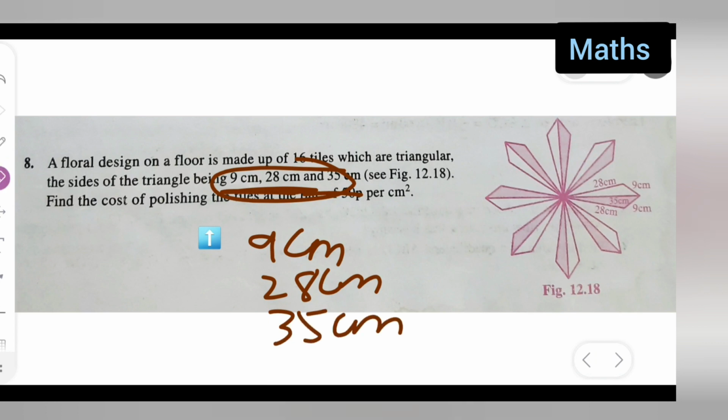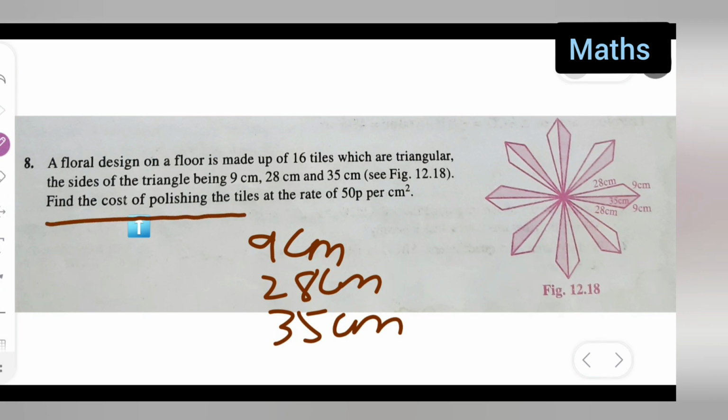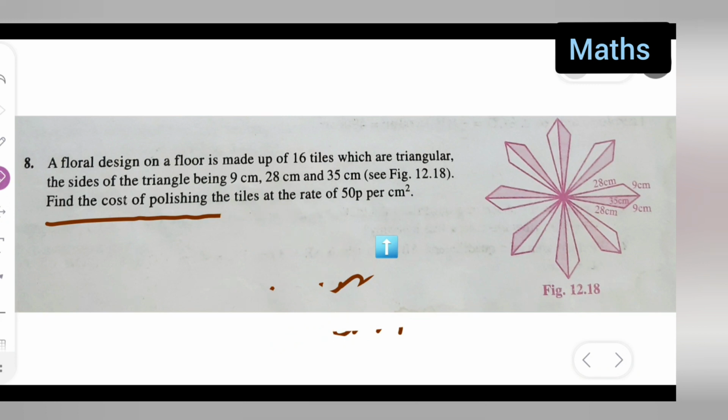So in total how many sides are given? 3 sides are given to you all: 9 cm, 28 cm and 35 cm. You all have to find the cost of polishing the tiles at the rate of 50 paise per centimeter square. This is what I'll have to find out. Now sides are given, everything is given to you all.